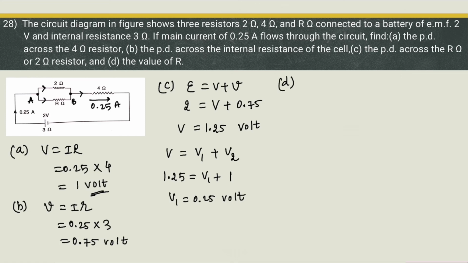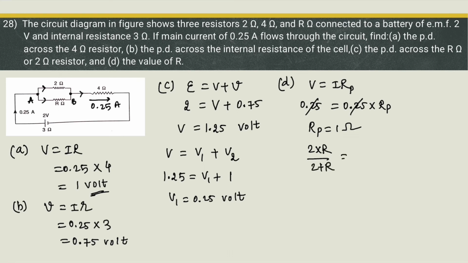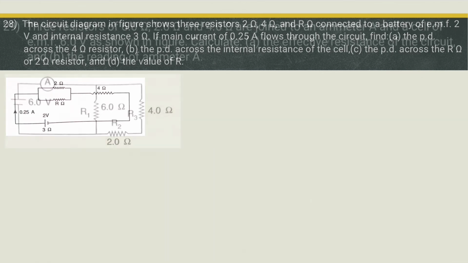And once we know the PD across R or 2 ohm, we can say V is equal to IR, where V is 0.25, current is also 0.25 into RP, where RP is the equivalent resistance of 2 ohm and R ohm. So this becomes 1 ohm, RP is 1 ohm. But since 2 and R are connected in parallel, we can say 2 times R upon 2 plus R is equal to 1. So 2R is equal to 2 plus R, and hence R is equal to 2 ohm. So value of R is 2 ohm.